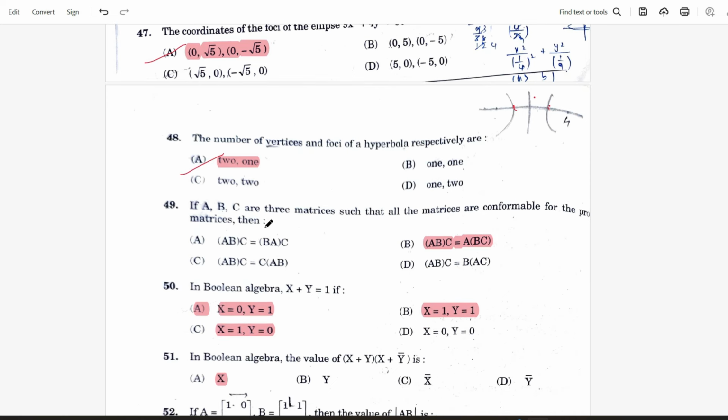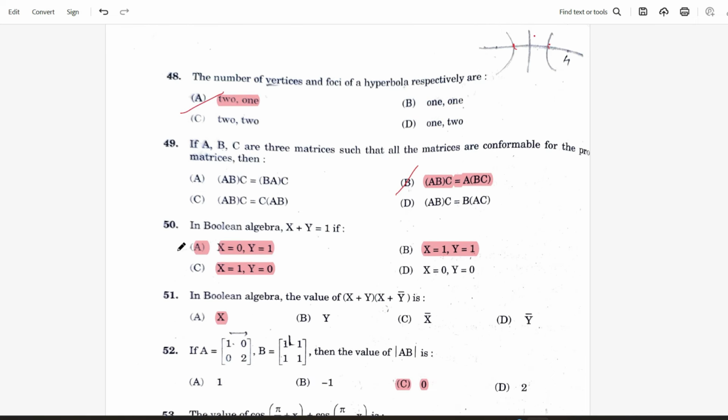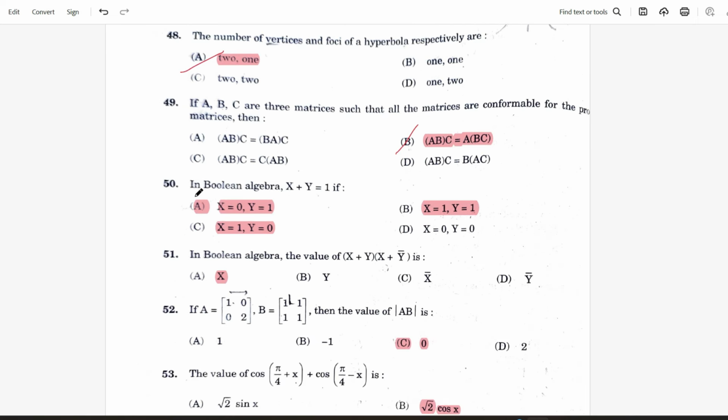If A, B, C are 3 matrices such that they are conformable for the product, then it is the associative property, A(BC) equals (AB)C. So this is for the product of matrices. And for question number 50, it is a Boolean algebra question. The question is y plus x plus y equals 1, and they are asking for the x and y values.